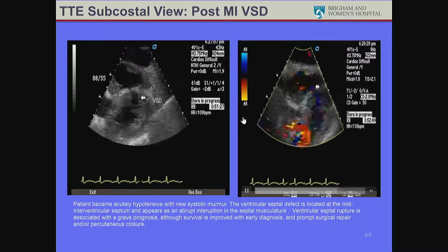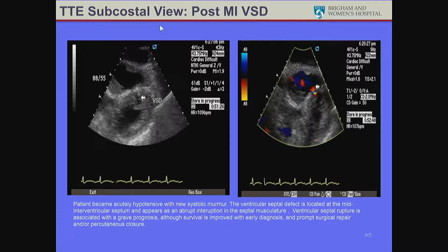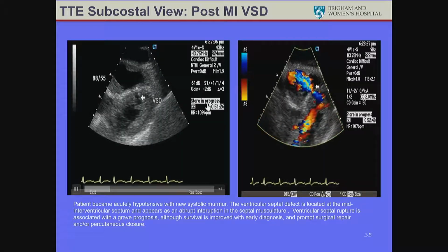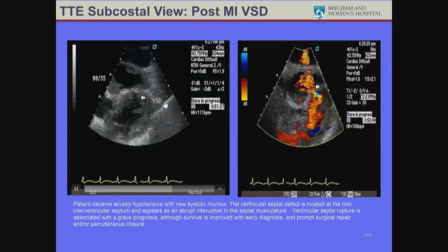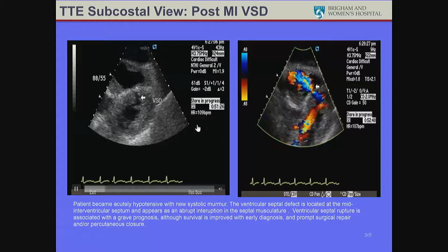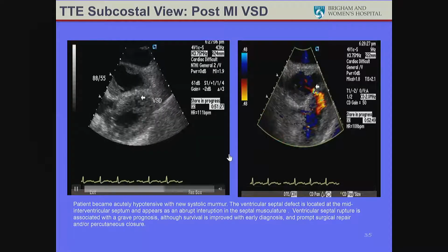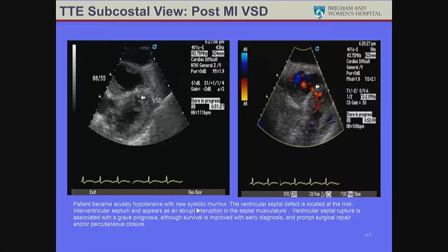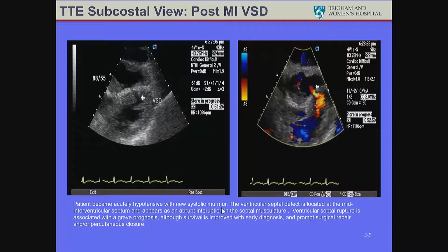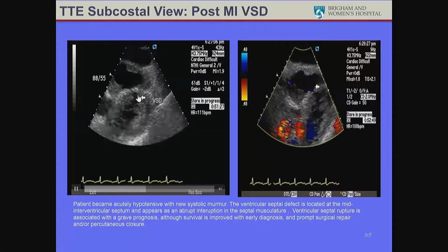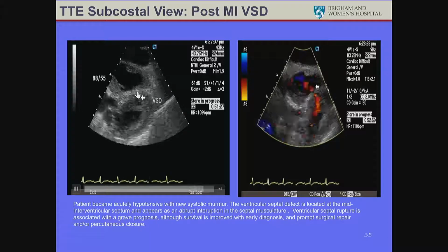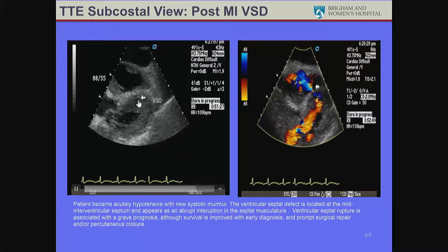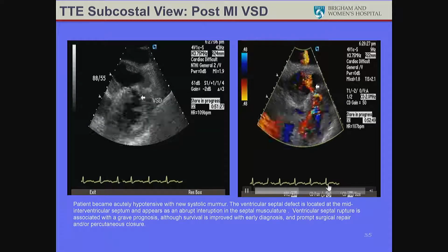Now contrast a free wall rupture with a transthoracic echo of a patient with post-MI VSD, as is seen in the subcostal view, both with and without color Doppler. This particular patient became acutely hypotensive and developed a new systolic murmur. The ventricular septal defect is located at the mid-interventricular septum and appears as an abrupt interruption in the septal musculature.